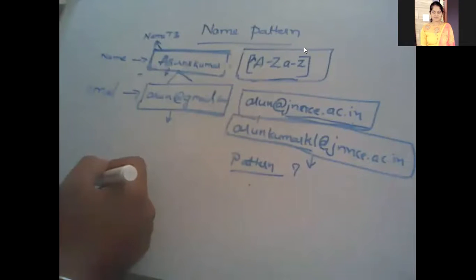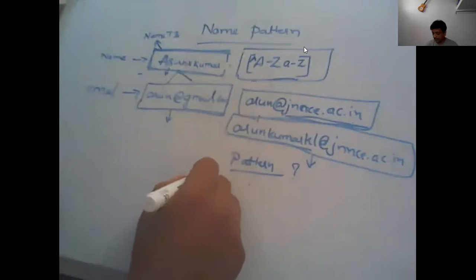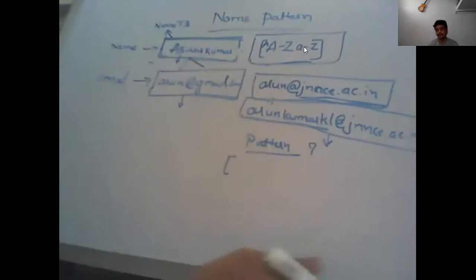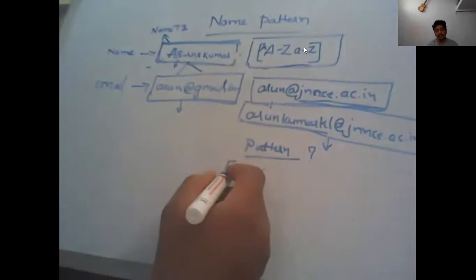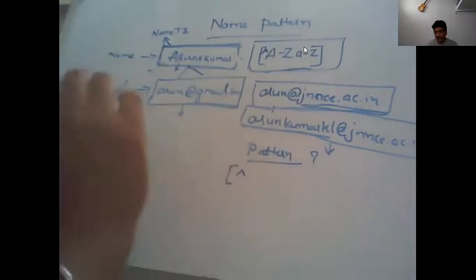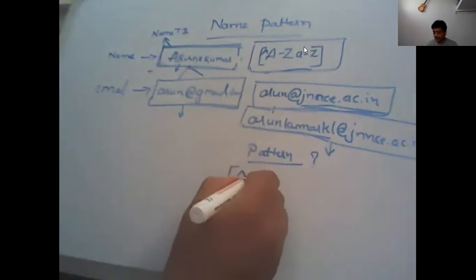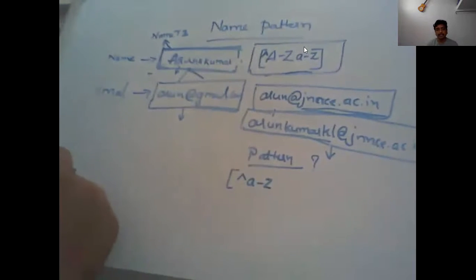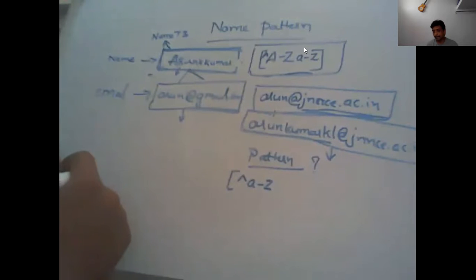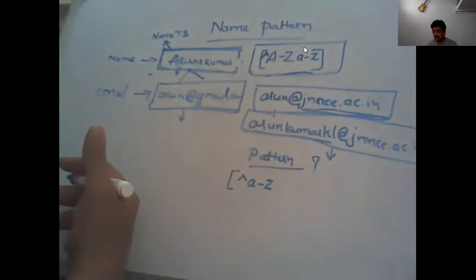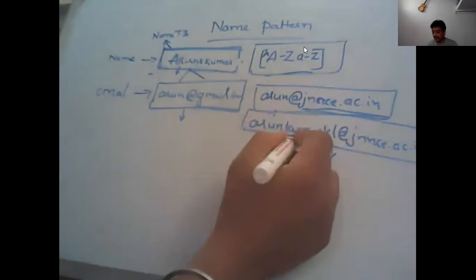A to Z characters. Yes, the mail ID. So the mail ID should start from, right? It should start from what? Lowercase. Start, that is the caret symbol. It should start not from uppercase, it should be lowercase A to Z. It should start from lowercase A to Z. Then, again A to Z. See, this is my mail ID.